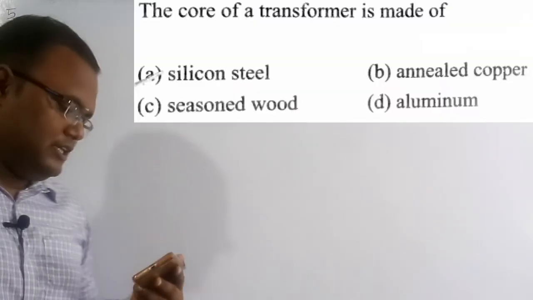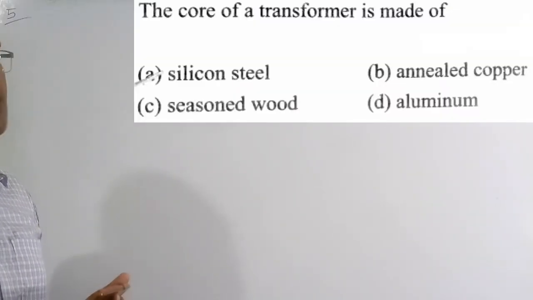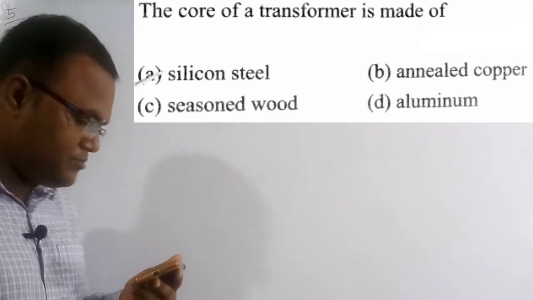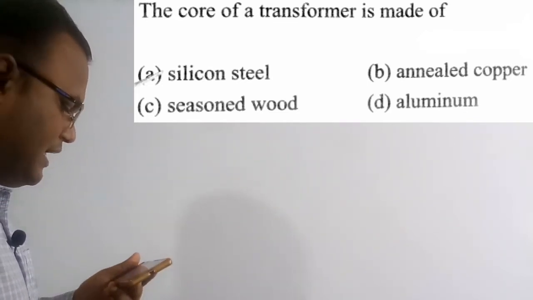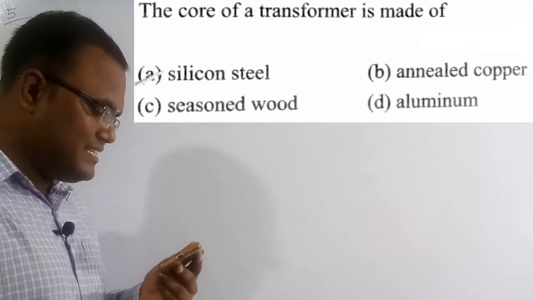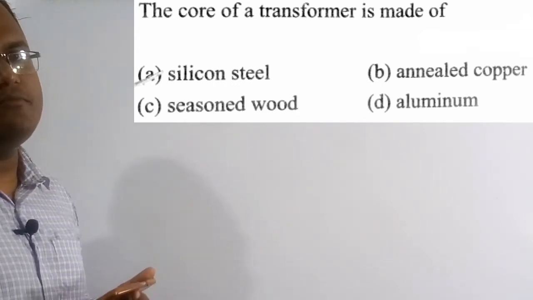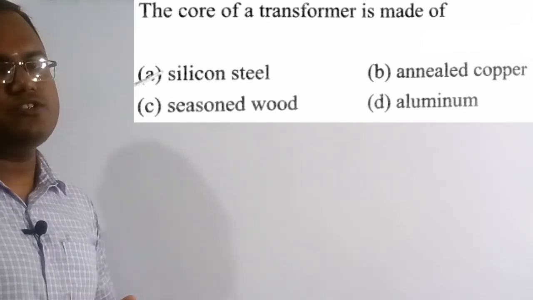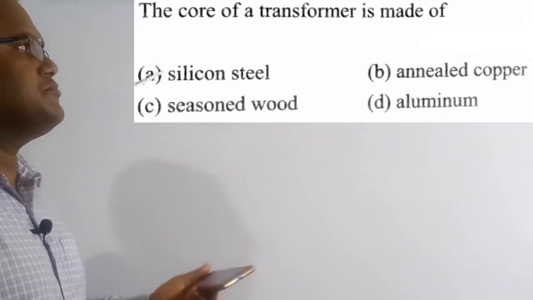See the question here. The core of a transformer is made of. So basically, the core of a transformer is made of which material? Option A, silicon steel. Option B, annealed copper. Option C, seasoned wood. Option D, aluminium. So what are the four options? Option A, silicon steel, is the correct solution of this question. So let's discuss something more about this one.